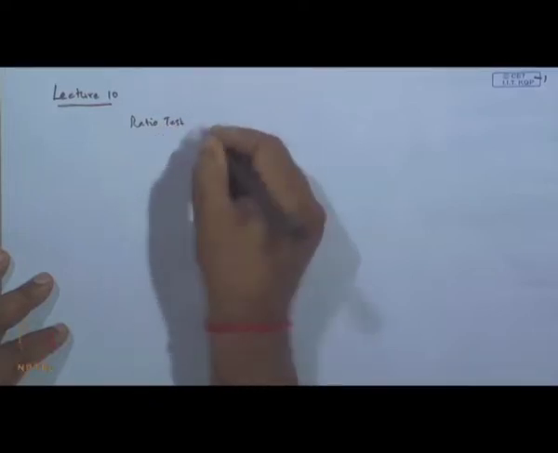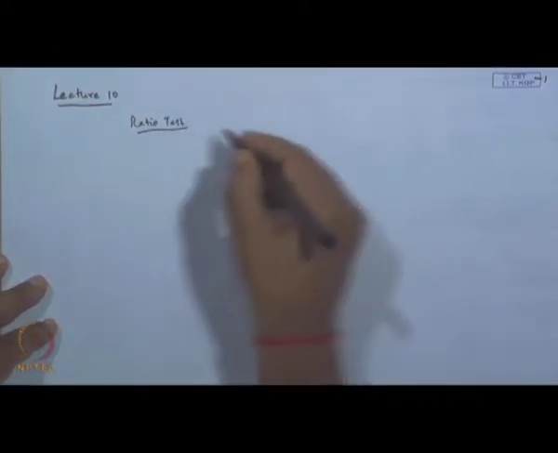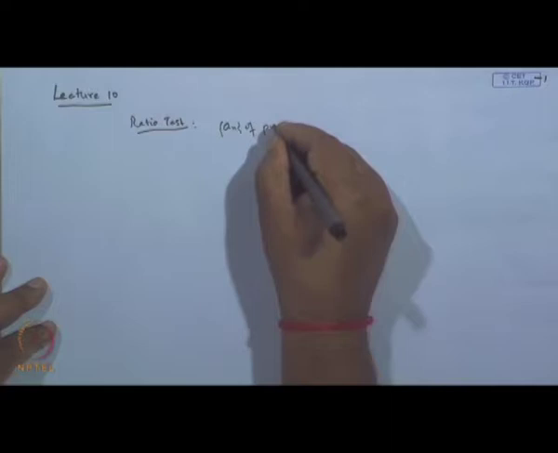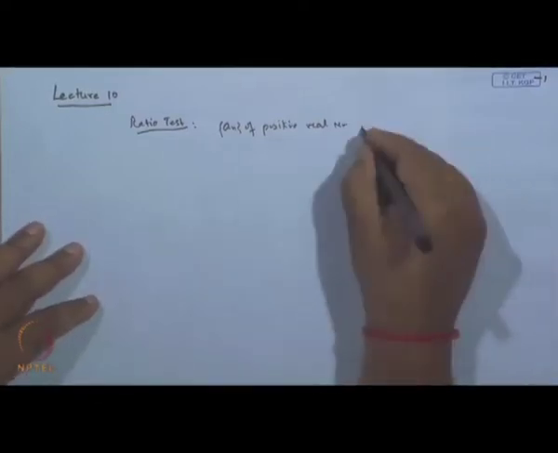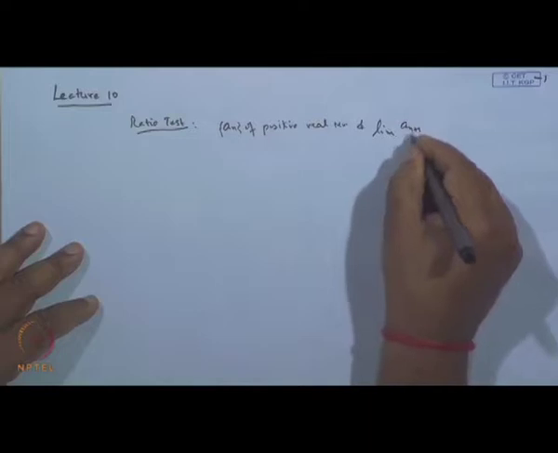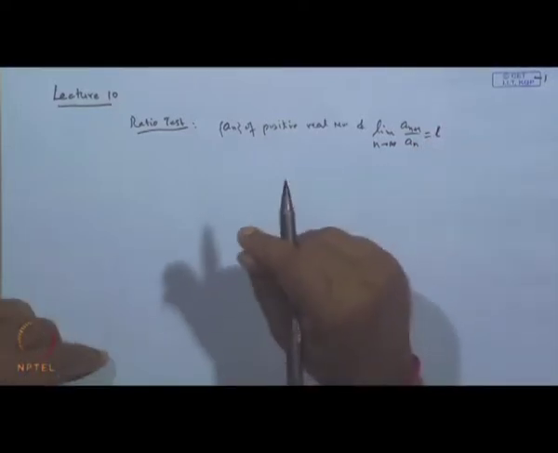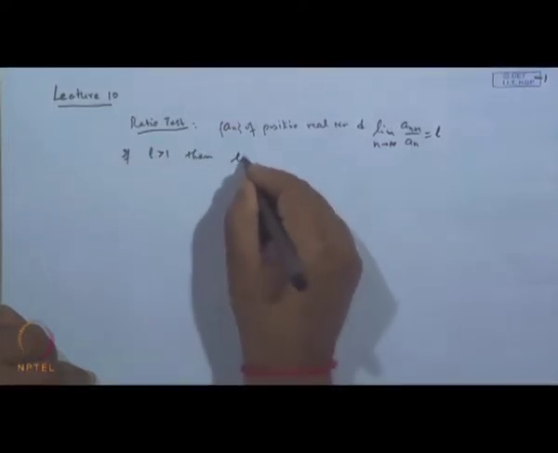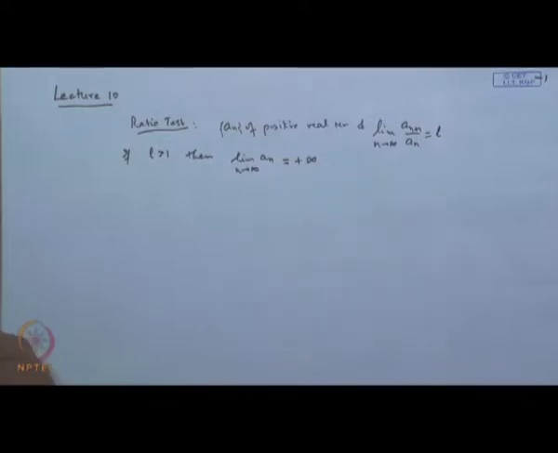The ratio test says that if a n is a sequence of positive real numbers, and if the limit of a n plus 1 over a n as n tends to infinity is, say, L, and if L is greater than 1, then the limit of the sequence a n as n tends to infinity diverges to infinity.